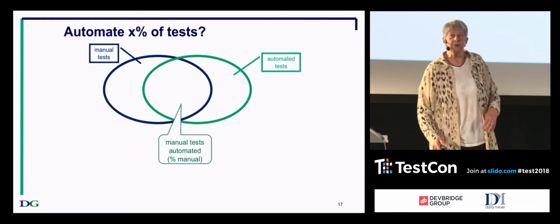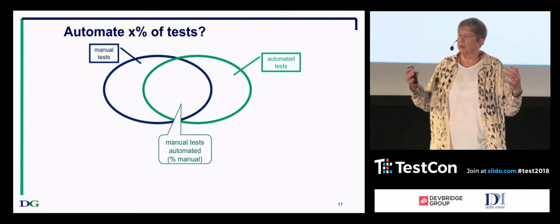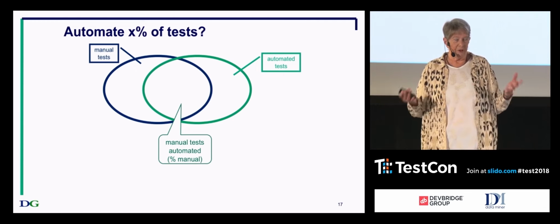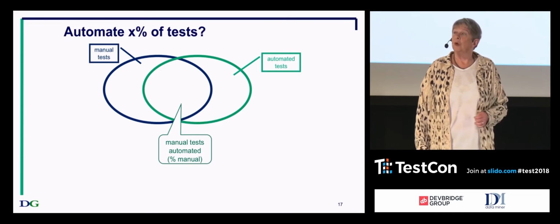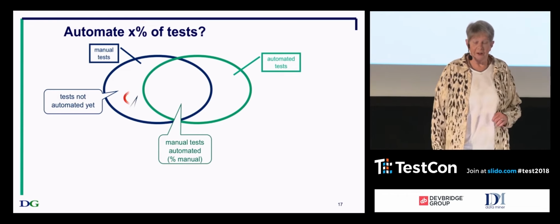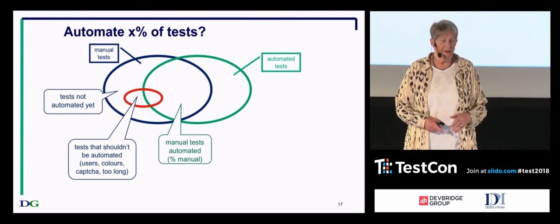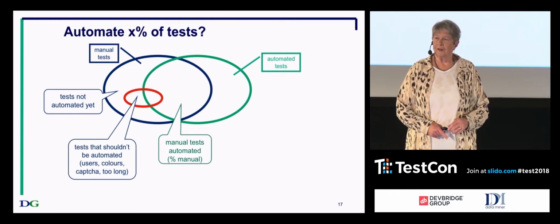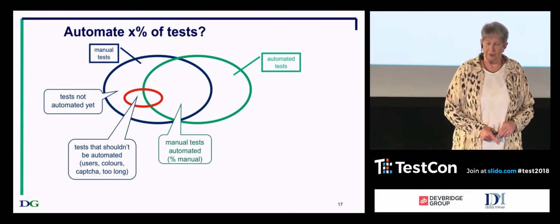So in between, we have the number of tests that we've automated so far. Should we be trying to move those circles together so that we've automated more of those manual tests? Well, actually, no, we should not. Of the tests that we haven't automated yet, there are probably some, and maybe some that we already have automated, that should not be automated. Some tests should be manual.